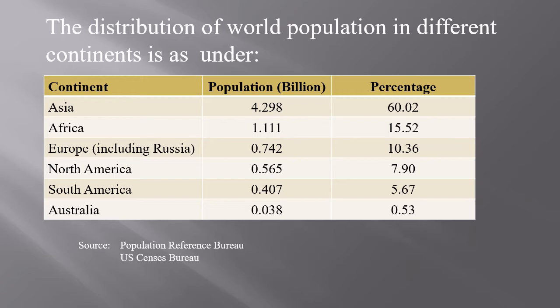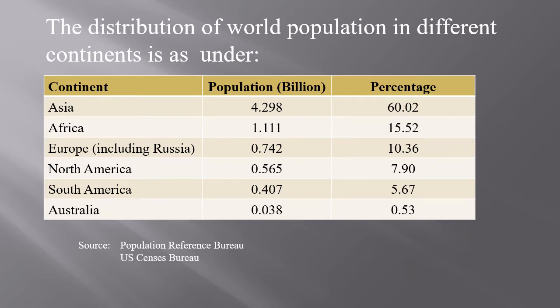Asia is the largest continent in the world, having approximately 60% of the world population, and its total population is 4.298 billion. It has the highest rate of growth of population in the world. Africa is also among the world's fastest growing regions after Asia, having population 1.111 billion with 15.52% of the world's total population.